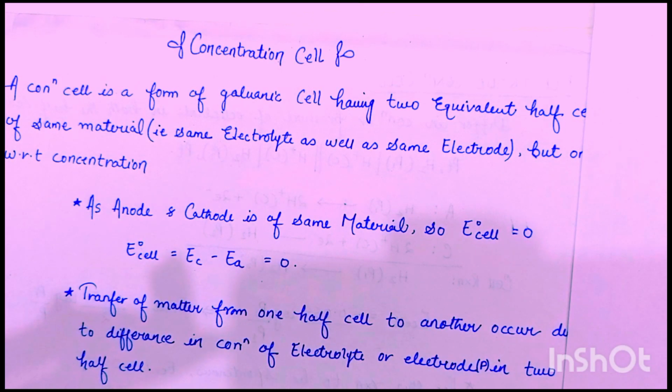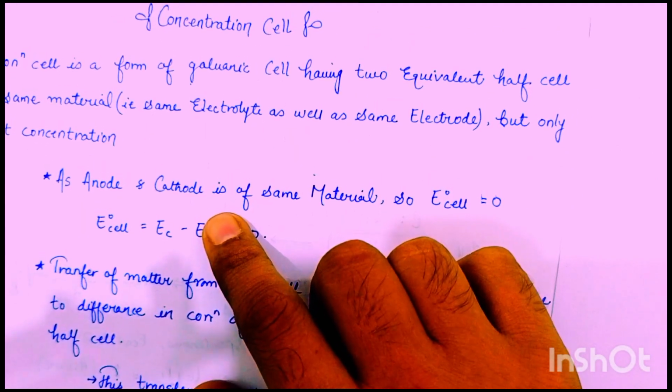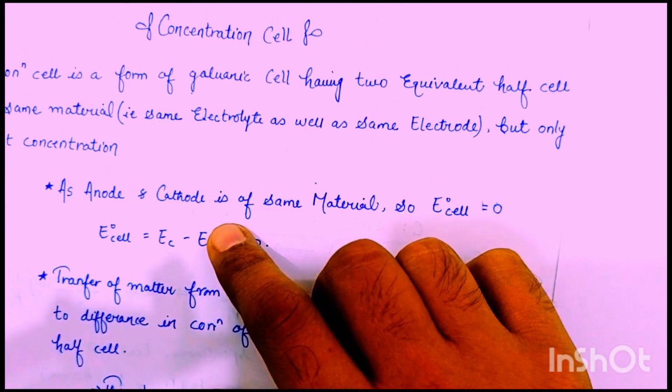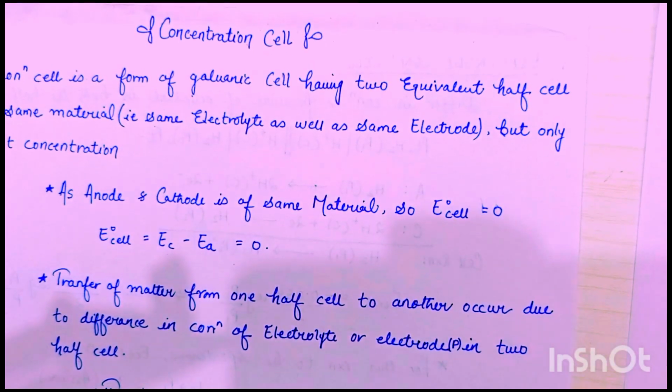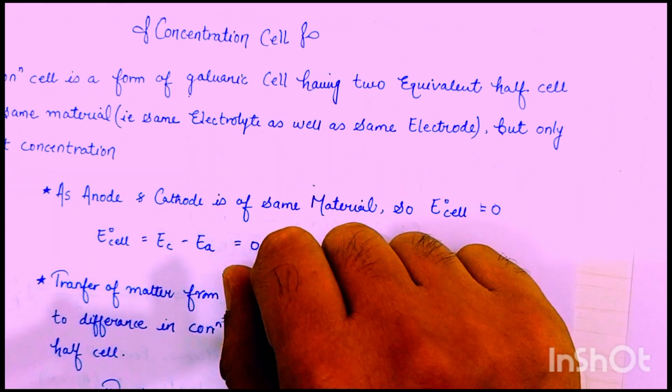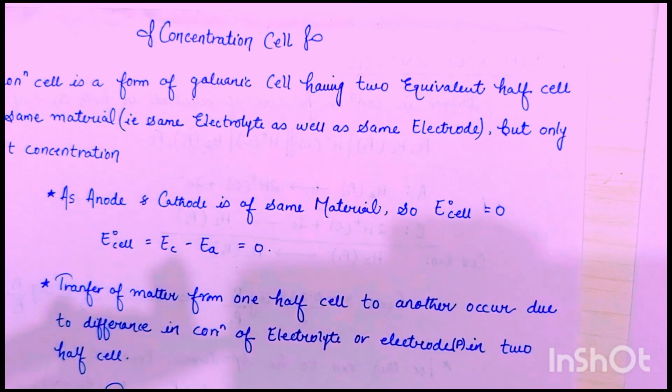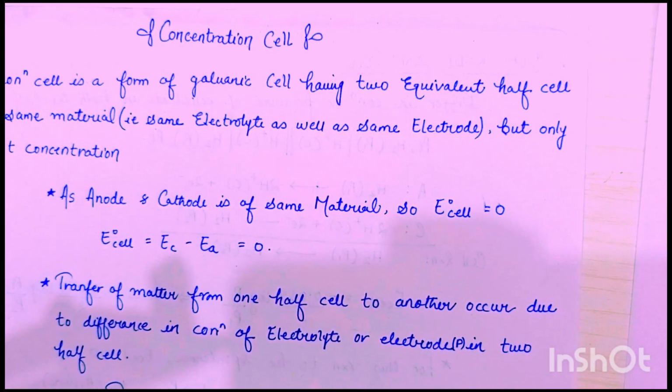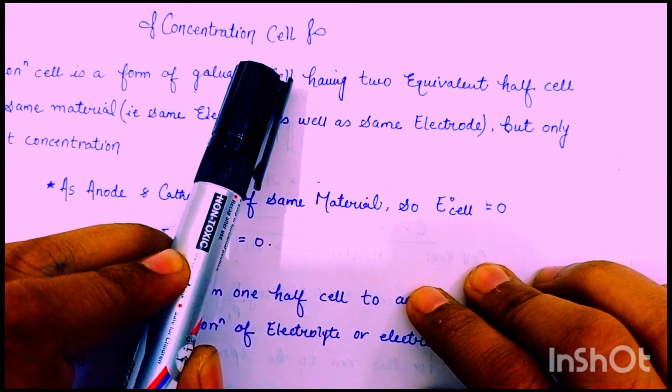Hello students. Today we are going to discuss an important topic of electrochemistry. In electrochemistry, you know that we discuss the different types of cells, that is the electrochemical cell as well as the electrolytic cell. One of the different types of cell is the concentration cell.